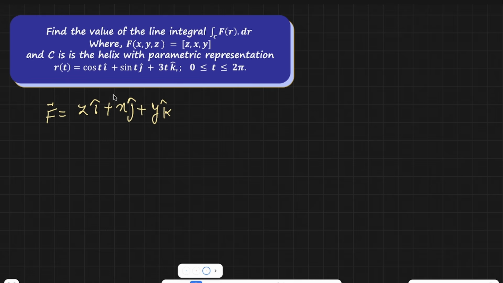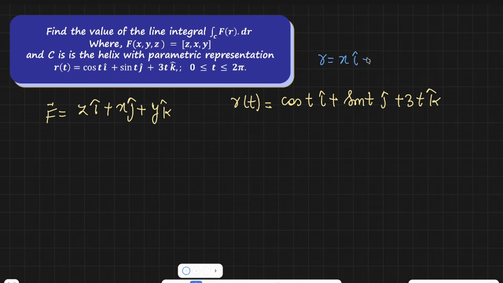Now the concept is that r is given in the parametric form. How is it given? It is given as r equals cos of t i cap plus sine of t j cap plus 3t k cap. So basically it is the same r like x i cap plus y j cap and z k cap, but they are using the replacement: x equals cos of t, y equals sine of t, and z equals 3t. This is an important thing.